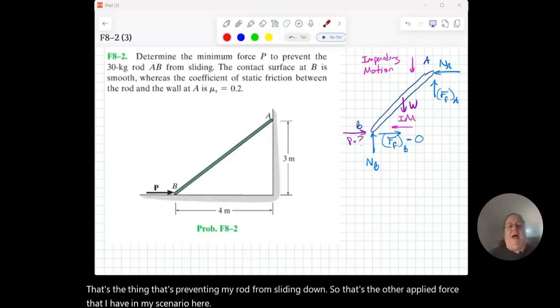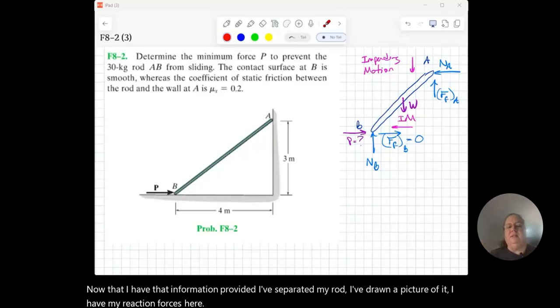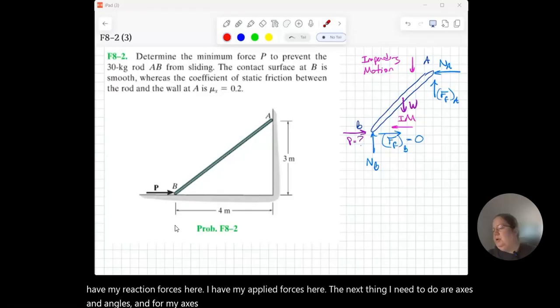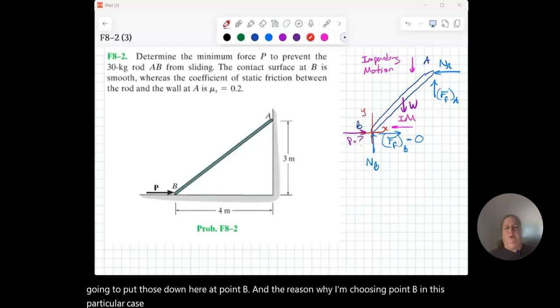Now that I have that information, I've separated my rod, I've drawn a picture of it, I have my reaction forces here, and I have my applied forces here. The next thing I need to do is axes and angles. I'm going to create my axes and put them down here at point B. The reason I'm choosing point B in this particular case is because I want to eliminate the force P when I get to my moment equation. I don't want to have to deal with that because it's going to help me find some other things instead.